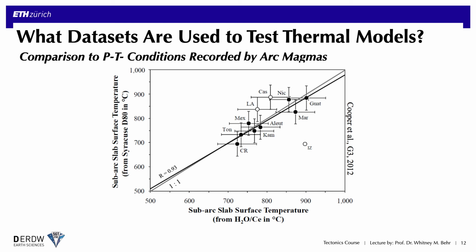Here's a result from geochemistry where the authors used the ratio of water to cerium in melt inclusions in arc volcanic rocks as a thermometer and as a proxy for the mantle wedge temperature from which the volcanic rocks were sourced. They found this pretty nice linear correlation between rock-derived slab surface temperature and the predicted temperature from the thermal models that I showed you earlier from this paper by Syracuse.